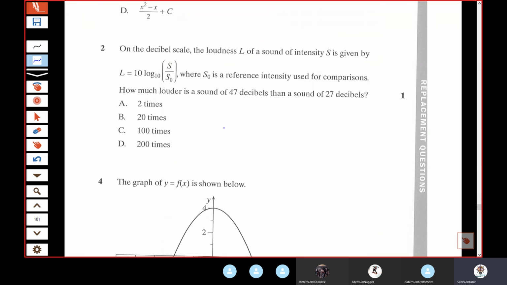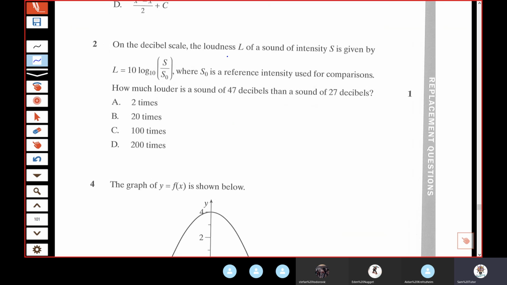Antiderivative. This one? Yep. Question 2, pretty straightforward. You're just going to sub it in. But again, if you're going to use log 10, you actually use log. If you're going to use ln, then it's going to be ln of the numerator over ln of 10.